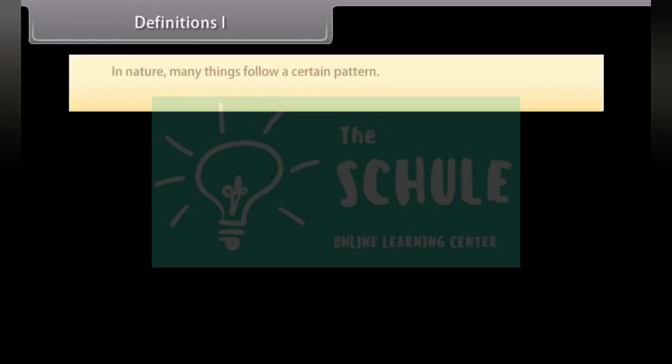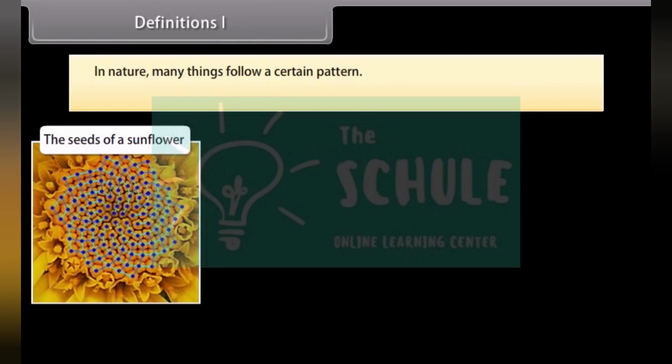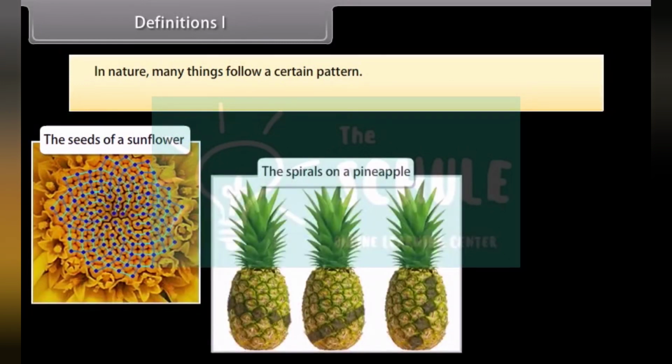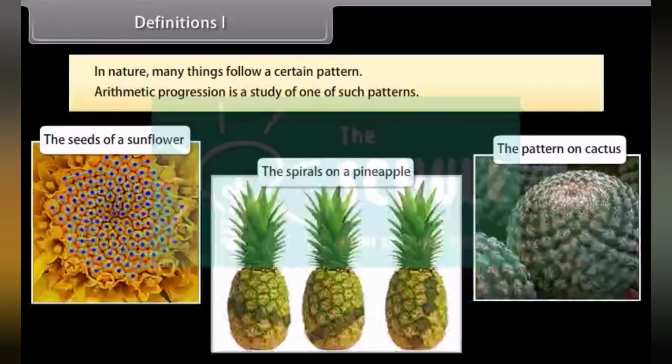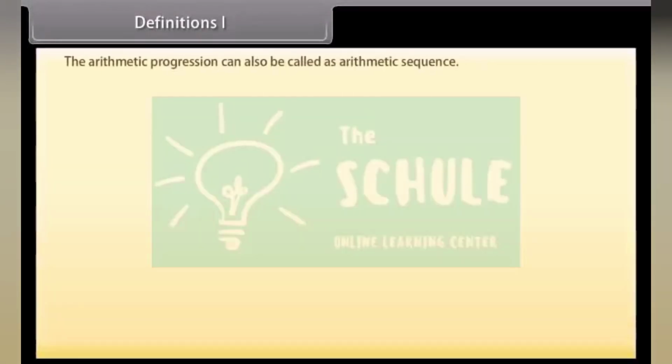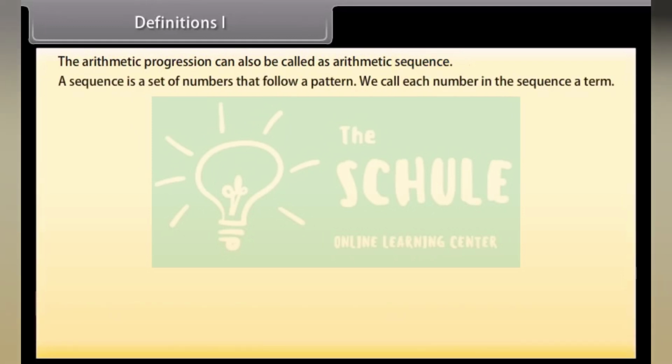Definitions 1. In nature, many things follow a certain pattern, such as the seeds of a sunflower, the spirals on a pineapple, the pattern on a cactus, and so on. Arithmetic progression is a study of one of such patterns. Arithmetic progression can also be called arithmetic sequence. Before talking about arithmetic sequence, let us know what a sequence is. A sequence is a set of numbers that follow a pattern. We call each number in the sequence a term.